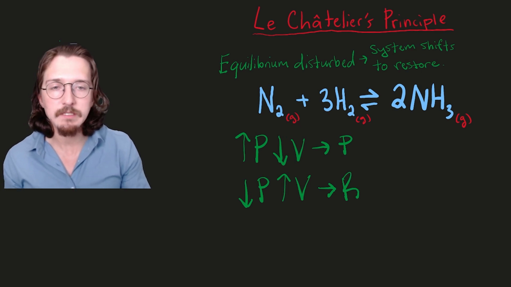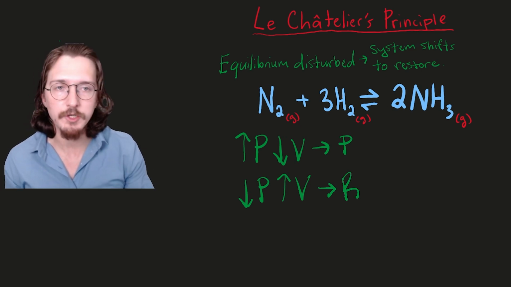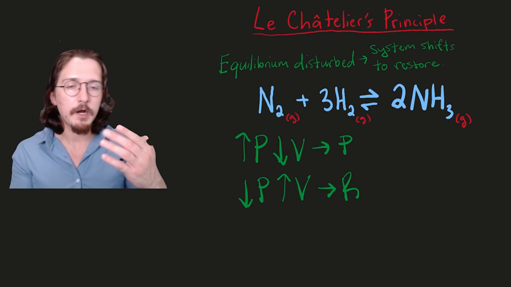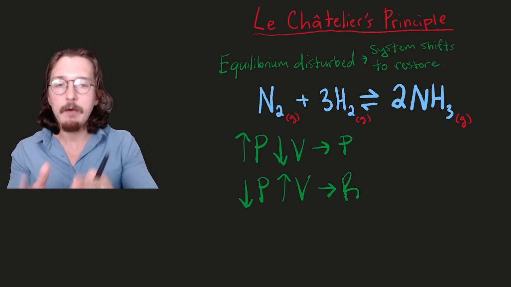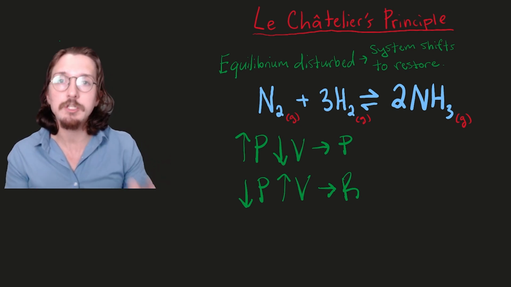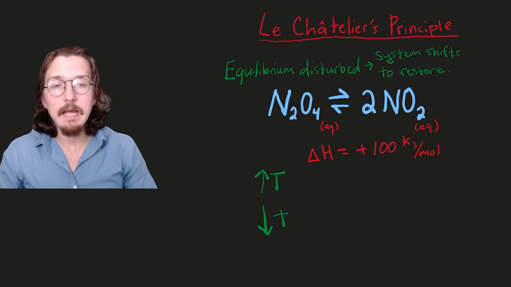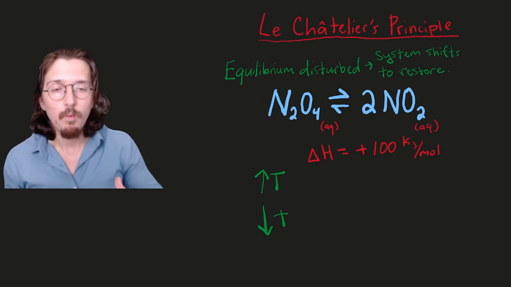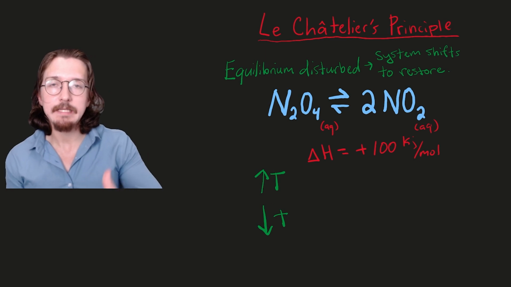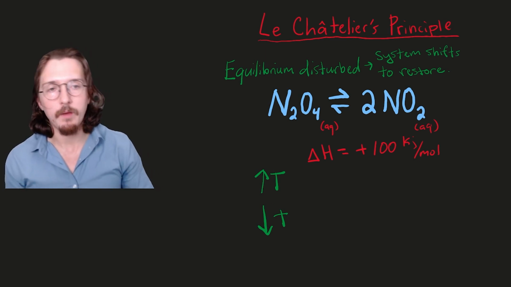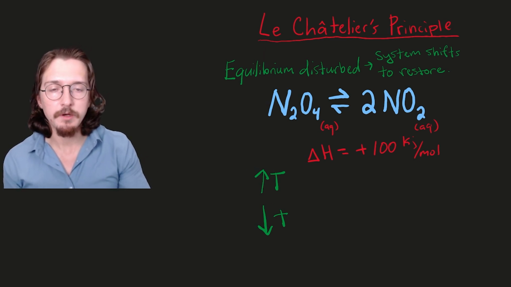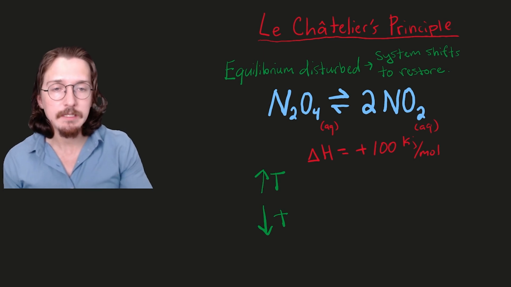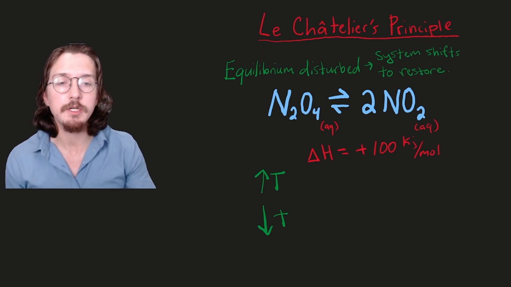But when you have a system of gases and you get a question on Le Chatelier's principle with changing pressure and volume, make sure you know how many moles of gas are on each side and decide based on that. The last application of Le Chatelier's principle involves changes in temperature when you have a reaction that's exothermic or endothermic at equilibrium. So here we have this reaction where dinitrogen tetraoxide decomposes into nitrogen dioxide.